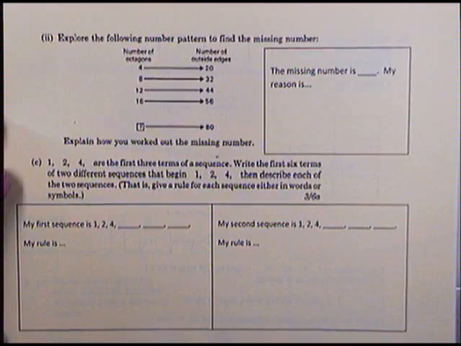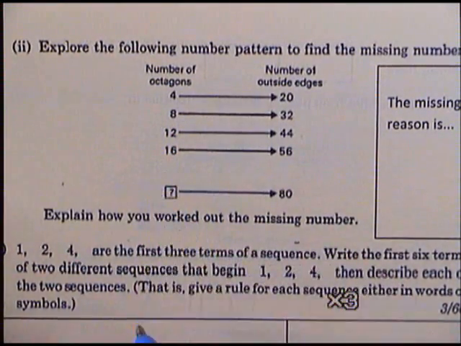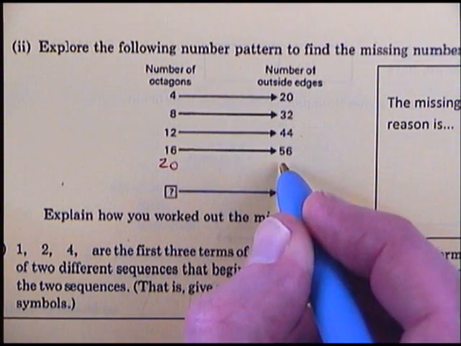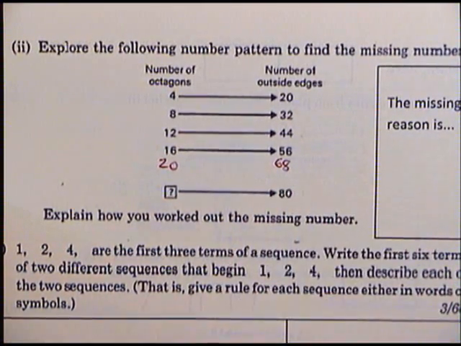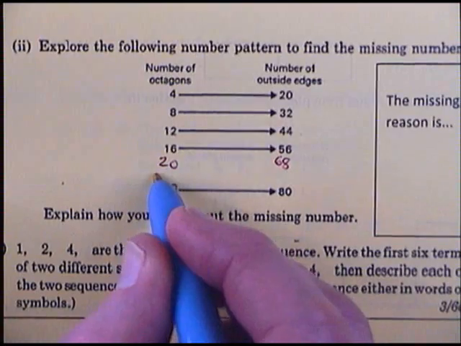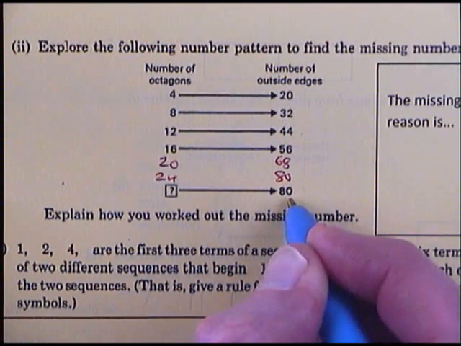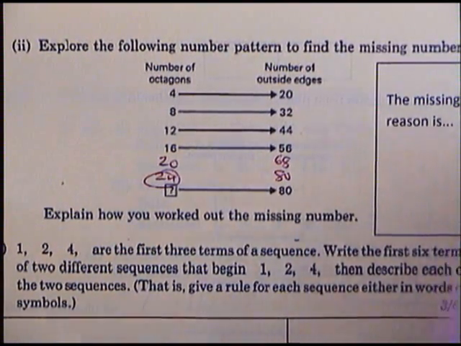If we extend this pattern, these numbers on the left are going up in 4s, so you'd have 20, and the numbers on the right are going up in 12s. 20 would take you to 68. If you extend it again, 24 over here, 12 more, then it's 80, and it's 80 the line that you're interested in. So 24 is the number.